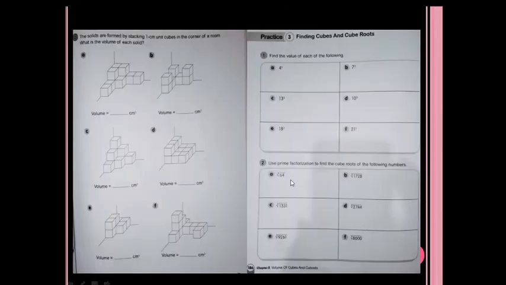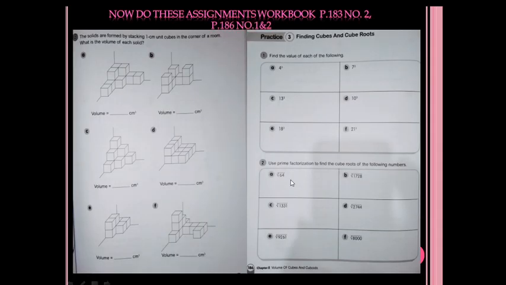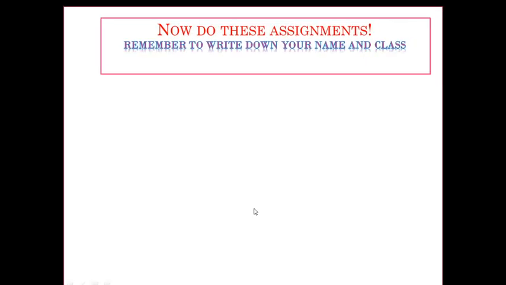Okay, now let's go on to the next page. Now do this assignment on workbook page 183 number 2 and page 186 number 1, A, B, C, D until F, and then number 2, 2A until F. Right now, do this assignment. Remember to write down your name and class on the top right corner of your paper so that I can check your name there.